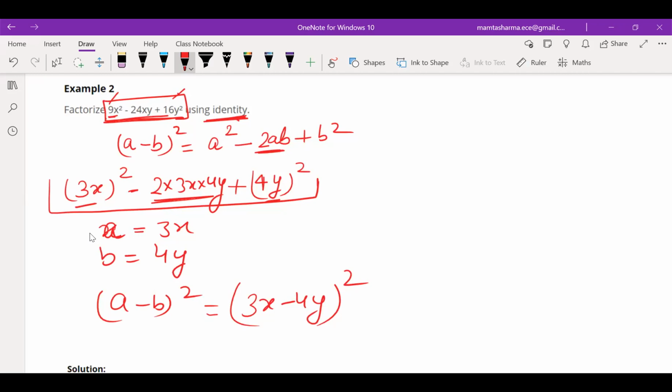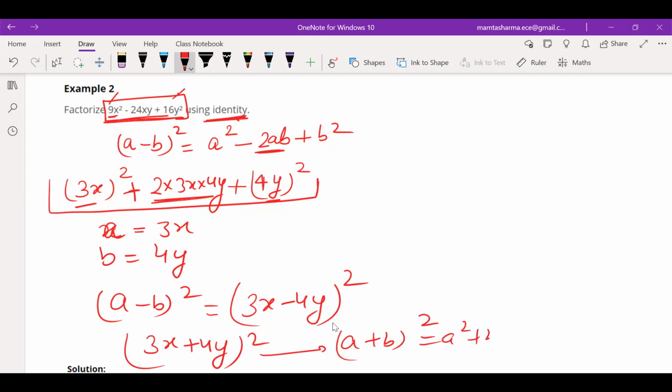Okay, ma'am. If it would be a plus instead of minus, then your answer will be (3x plus 4y) square. It will satisfy the identity (a plus b) square equals a square plus b square plus 2ab. So we can also check the perfect squares by using an identity, like when we split the middle term, right?